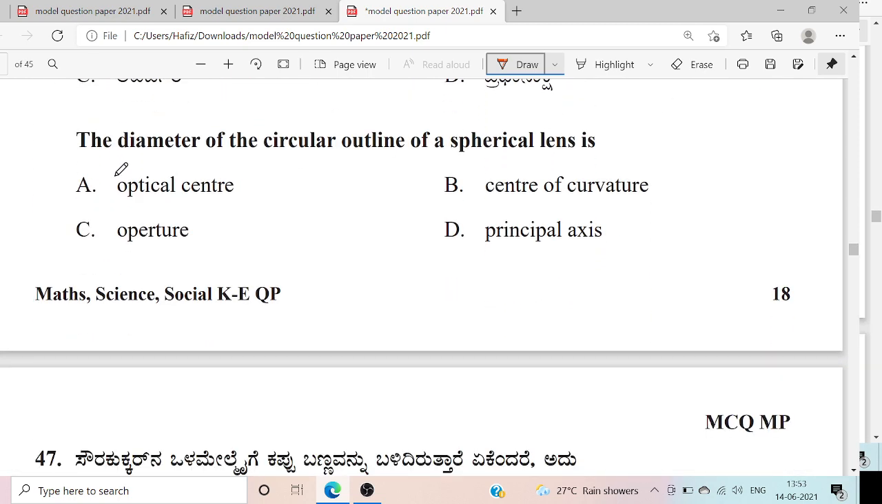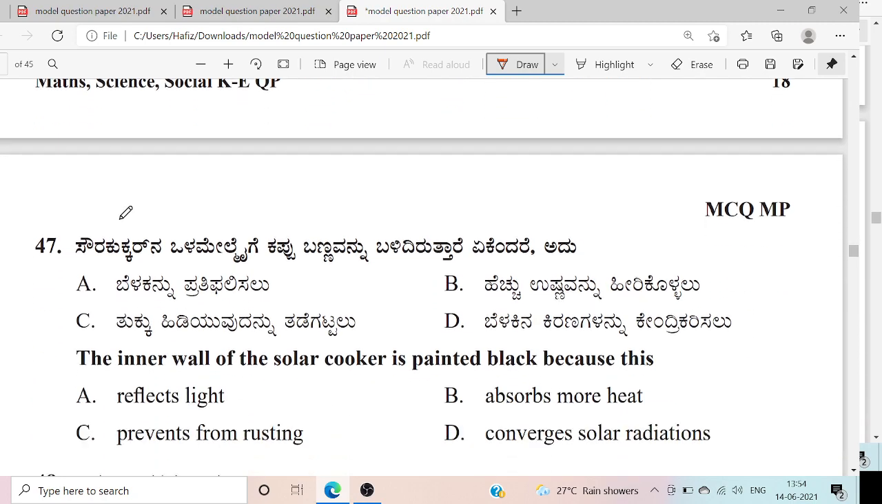And the next question is the diameter of the circular outline of the spherical lens. See here, if this is your lens, let's say it's a convex lens here, so this diameter of the circular outline of the lens is called its aperture, means option C is the correct one here.